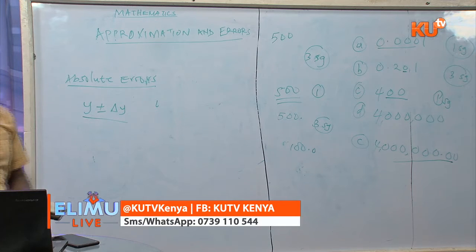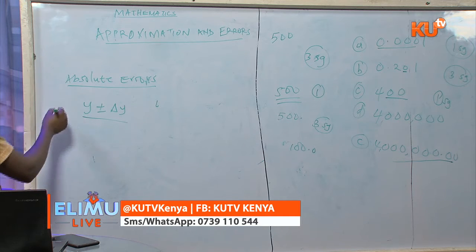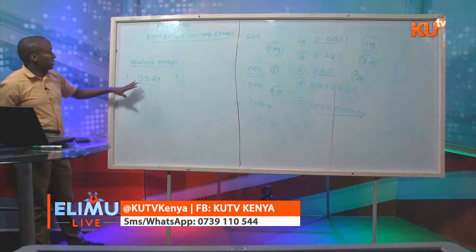You can go with me using the KLB Mathematics Form 3. That is the fourth topic. If you have a KLB, you can open that. It is there, and you can see how you can denote the Y.